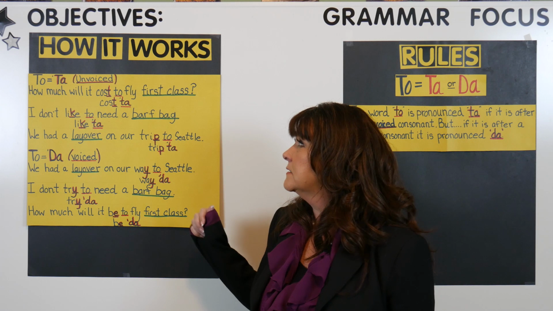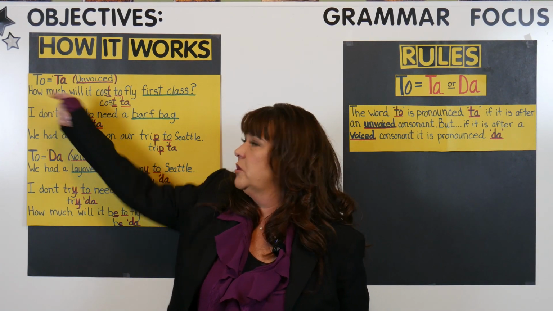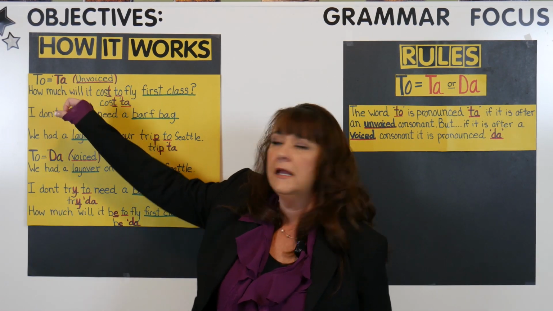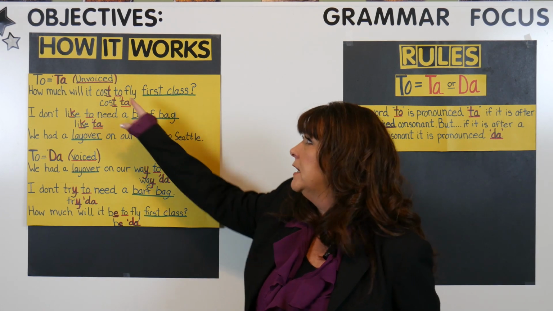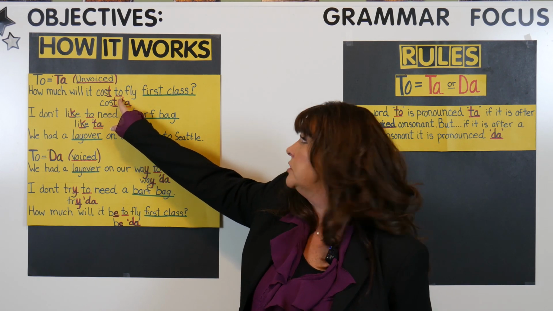These three sentences, we're going to use the word "t" for the word "to". Remember, the reason why it's changing to "t" is because the consonant that comes before the word "to" is unvoiced. So for example, here's our word "to".